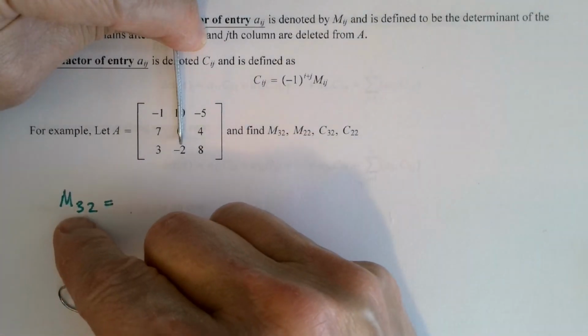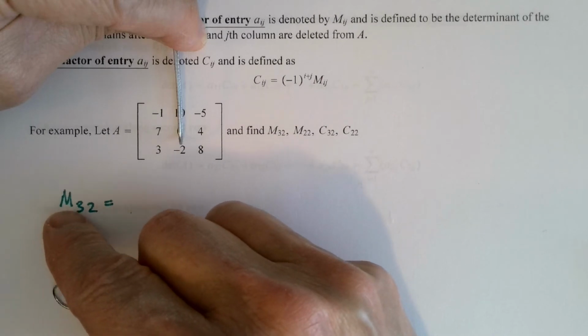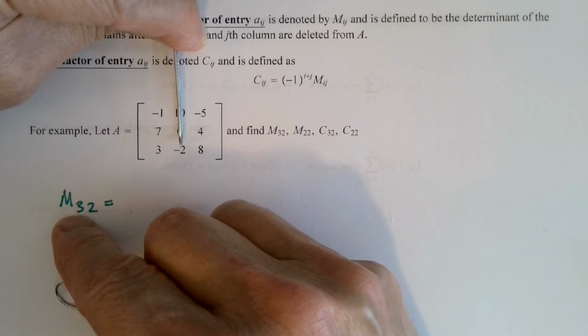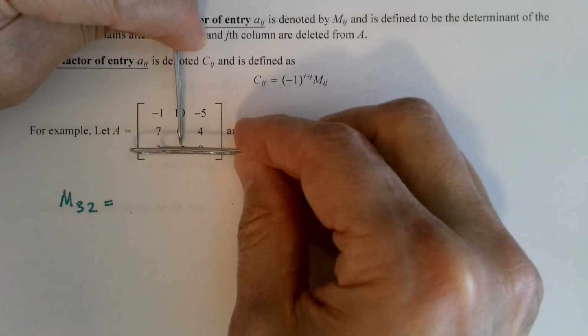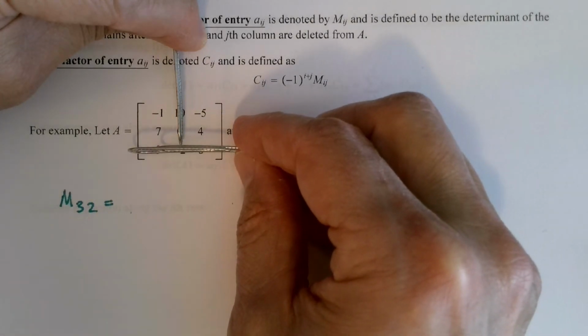Remember, it's always row first, then column. You've got to get that down. It's not column then row. It's row 3, go down to the third row, second column over, -2. But that -2 is not going to be in the calculation at all. So that's real important.